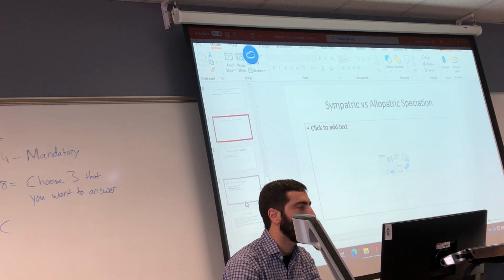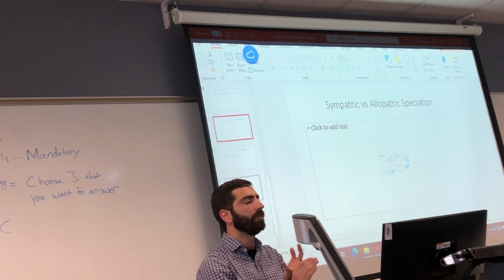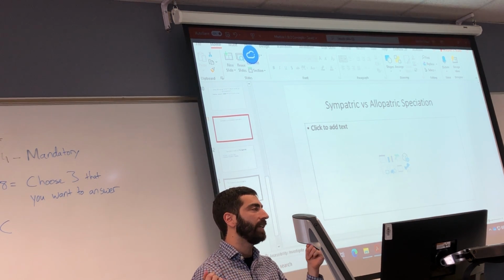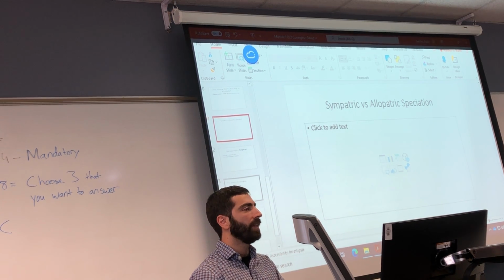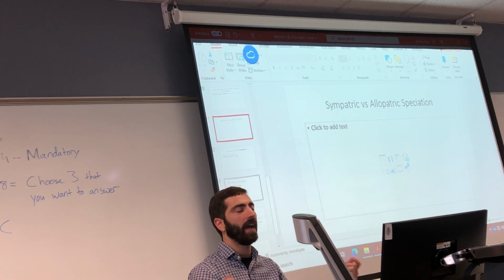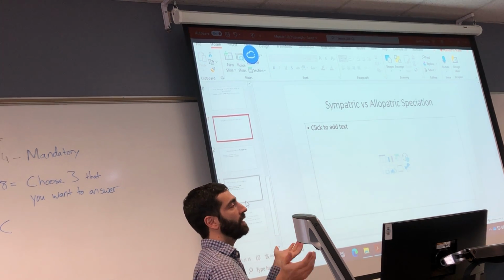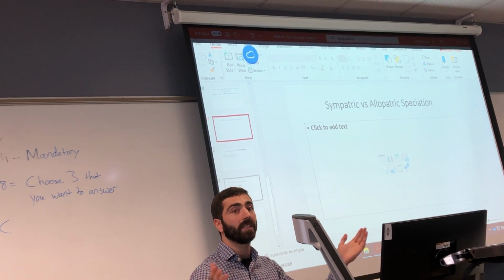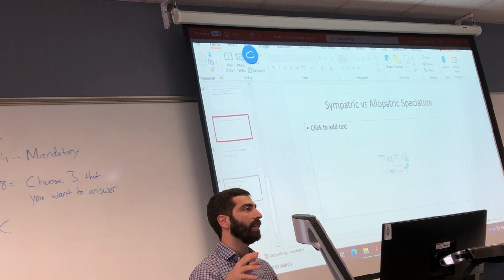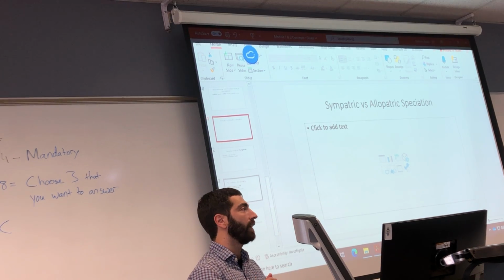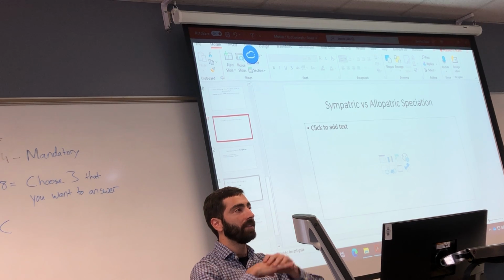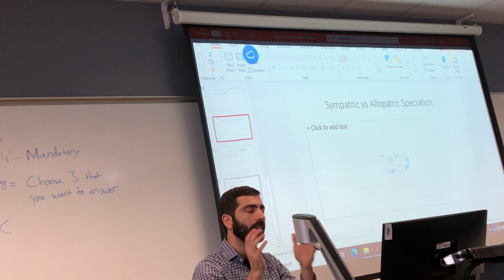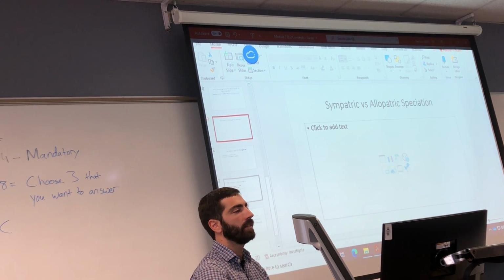Sympatric versus allopatric speciation. Not too much to say about this, but sympatry, think same. So they're in the same location, sympatry, same. So speciation occurring in the same location. So for example, with those cichlids that became behaviorally isolated, they all lived in that same lake, Lake Malawi, but due to behavioral differences, they speciated as a result of differences in female cichlid mating preferences.